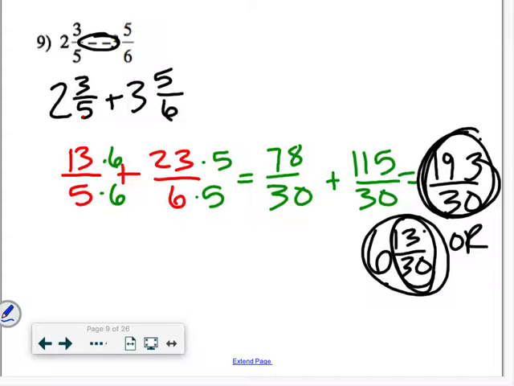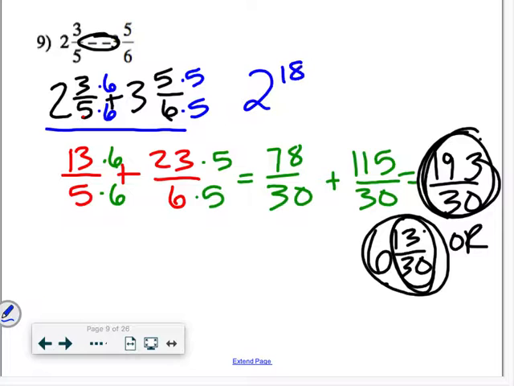All right, if you wanted to go from here without changing them into improper fractions, again, you still need to find a common denominator. That's no ifs, ands, or buts when adding and subtracting. So you've got 2 and 18 over 30 plus 3 and 25 over 30.